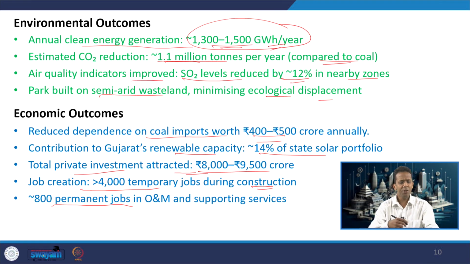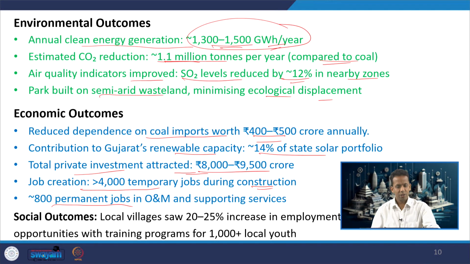In addition to these environmental and economic outcomes, there were several social outcomes also, one of which is listed here. The local villages surrounding that park saw almost a 20 to 25% increase in employment opportunities because of this solar park. And once the solar park was there, training programs were conducted by the government as well as the project developers for local youth. More than 1,000 youth were trained so that they can get a job in the solar energy sector. So, this way it had a social impact also.